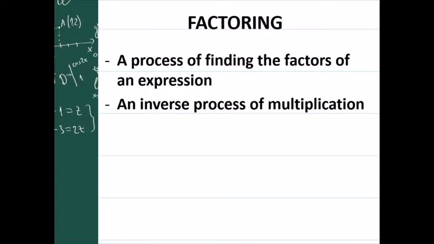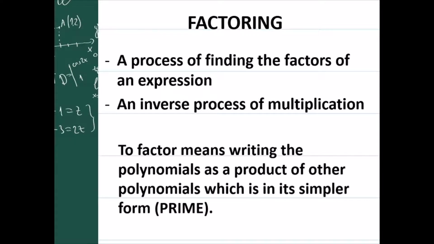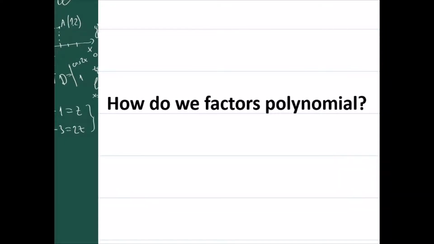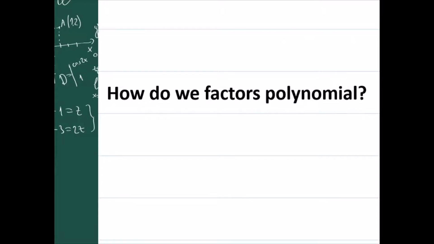Factoring is a process of finding the factors of an expression, and it is an inverse process of multiplication. To factor means writing the polynomial as a product of other polynomials which is in its simpler form or in its prime form. How do we factor a polynomial?